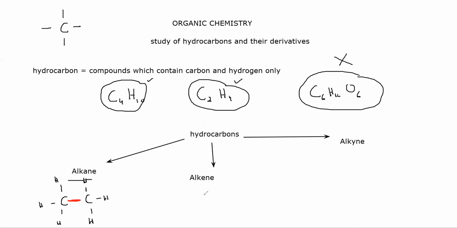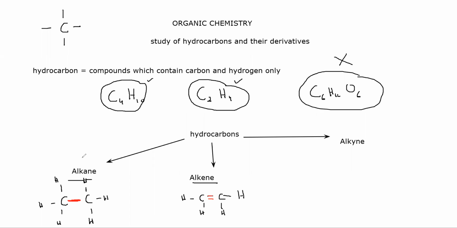Another example, if you have 2 carbon atoms which have a double bond between them and the remaining bonds are with hydrogen, this class of hydrocarbon in which there is a double bond between the carbon atoms, we call alkene. And the third one, sir, yes, how are we supposed to know if there's a single bond or a double bond? You can identify from the name itself.